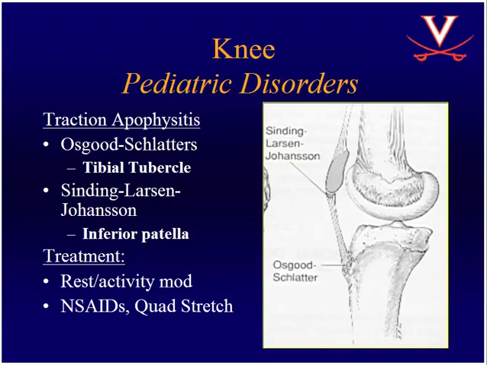How about some of these pediatric disorders? Well, there's two sides of the patella. You can get it on the tibial tubercle side. You get Osgood-Schlatter disease, a self-limited process. You simply do conservative management. Sinding-Larsen-Johansson occurs in the inferior part of the patella, same concept: rest, activity modification, non-steroidals, etc.